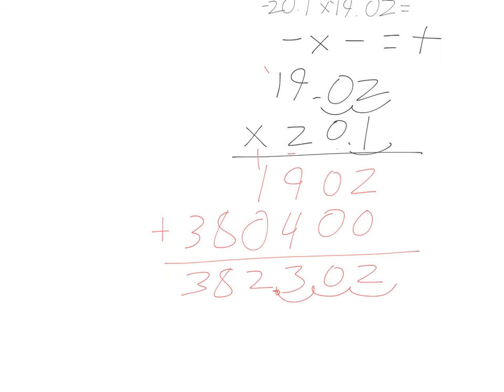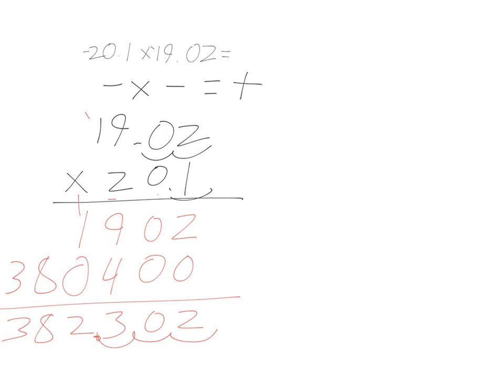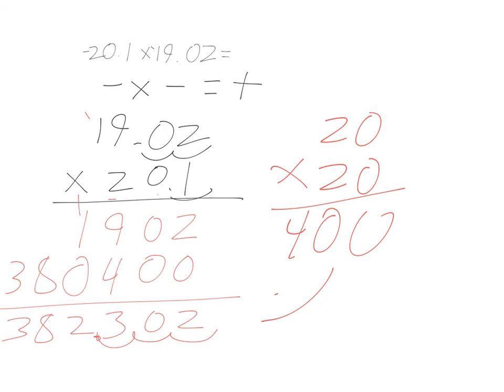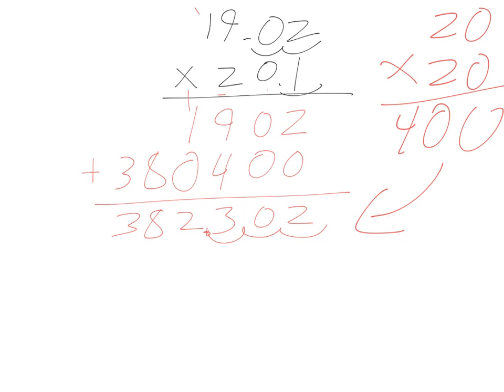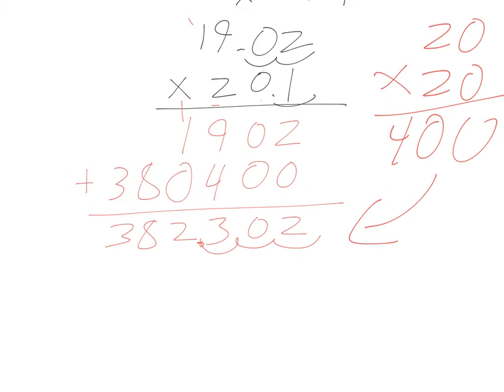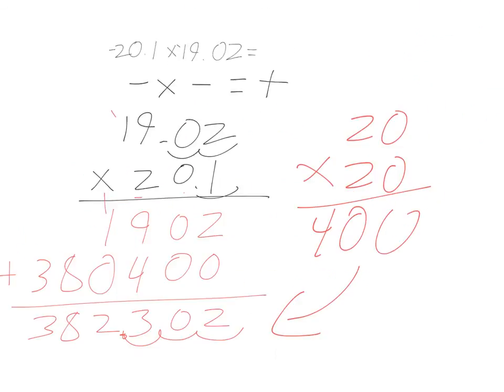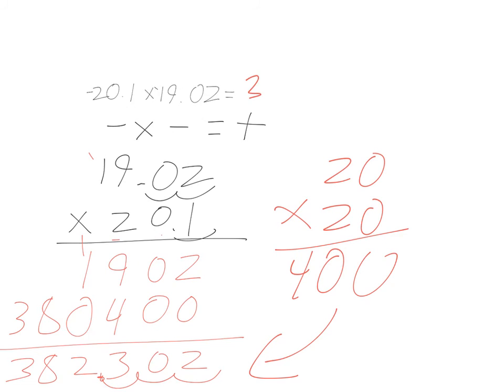Just to check my work, I want to estimate this product as well. To estimate this product, I know 19 is almost 20, and 20.1 is almost 20. So 20 times 20 would be 4 and 2 zeros, 400. That's pretty close to the idea of 382 and 302 thousandths. So 382 and 302 thousandths would be my product, except I need to look up here. Oh, that's going to be positive. So it's going to be a positive 382 and 302 thousandths, based on the fact that I multiplied 2 negatives.